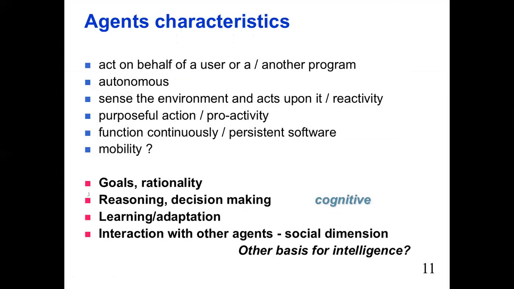Then also agents can learn, can adapt, and can interact with other agents. That's why we can socialize with each other in social dimensions, and also other bases for intelligence. According to their purpose, maybe the agents have some kind of intelligence depending on the purpose of the agent.